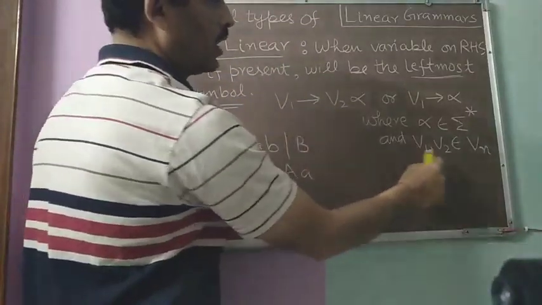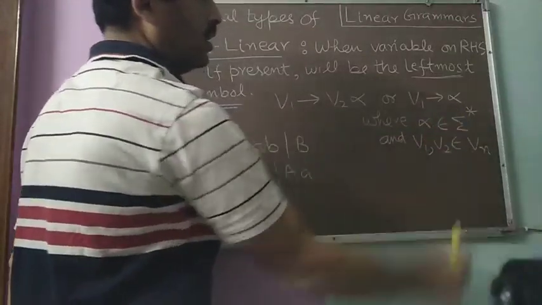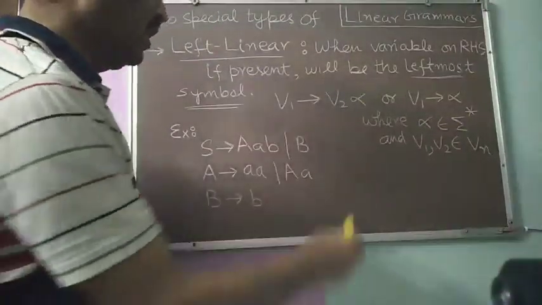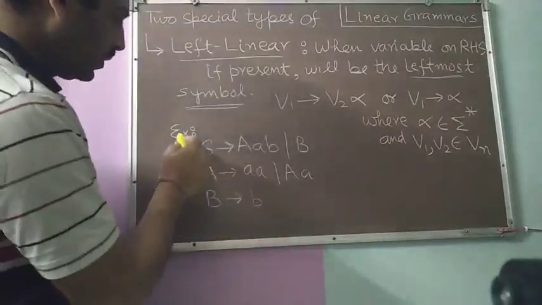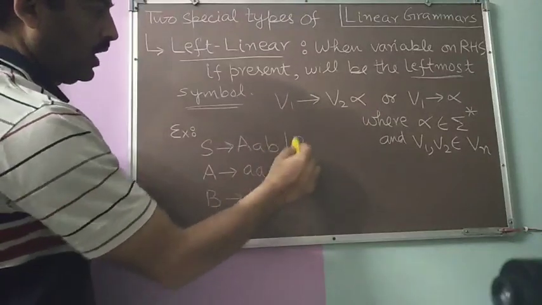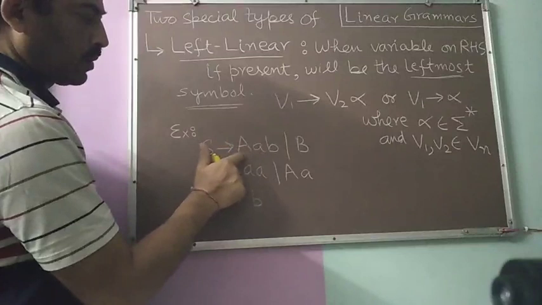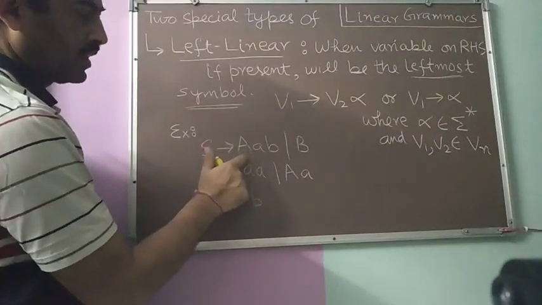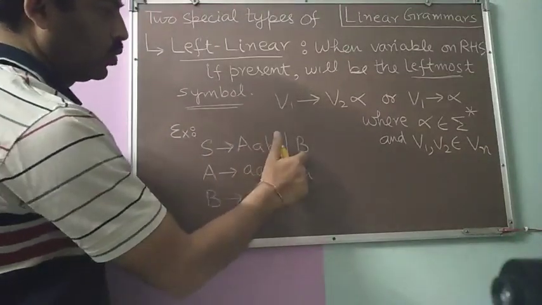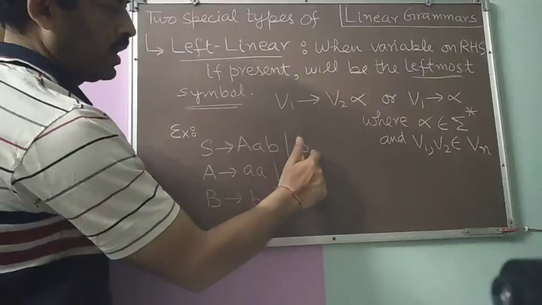Here V1 and V2 are the variables, and this alpha is a string of terminals. It belongs to sigma star, so it is a string of terminals. Just look at this example. S to A, capital A, B. If you look at this production, there is only one variable present, that is capital A, and that is present as the leftmost symbol in this production. Similarly, S to B. The only variable present is the leftmost symbol.